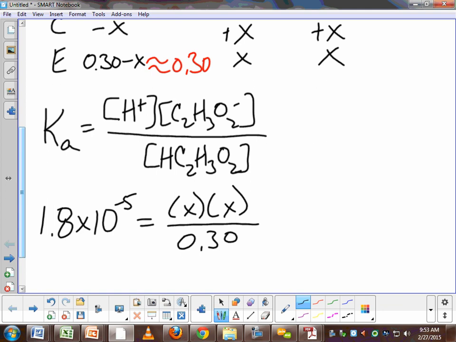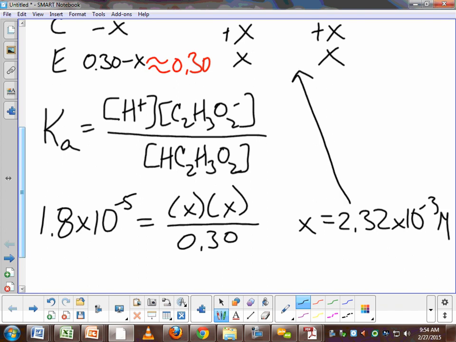So when we solve for x from here, we get a value of 2.32 times 10 to the minus 3rd. Right, so that simply comes from solving the equilibrium expression where we've plugged everything in. Now looking back at our ICE chart, what does x represent? x represents the concentration of H+ at equilibrium, and it represents the concentration of the acetate ion at equilibrium.